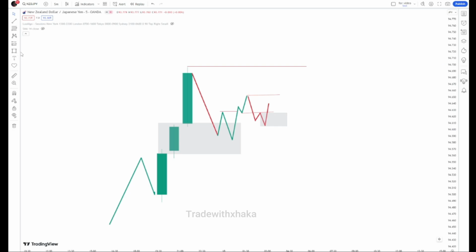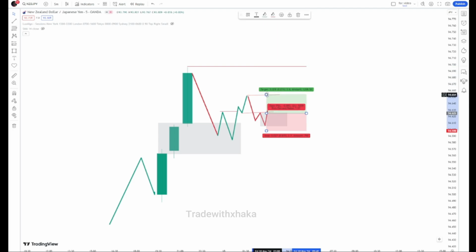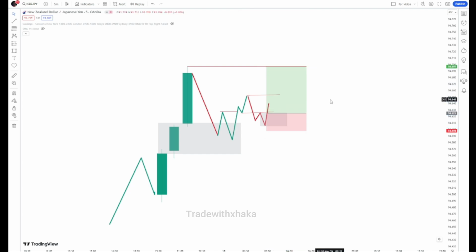Do you understand? So now you set your pending order inside this breaker block and target this high here for day traders. Then if you're a swing trader or you can hold more, then you hold to this very last zone, which is our daily time frame. I hope this is clear.